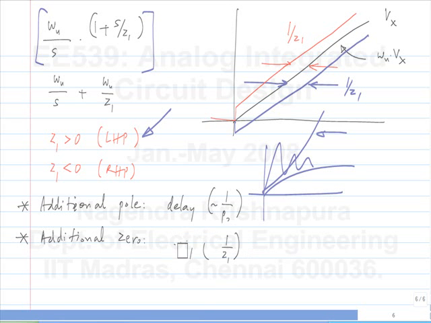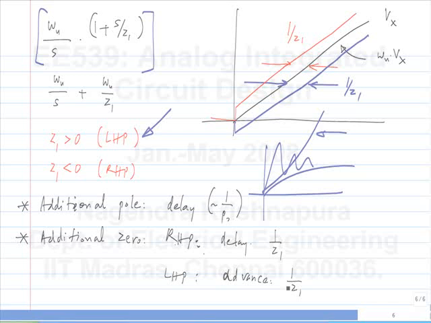Maybe to avoid confusion, I'll write it separately. That's probably best. So if it's a right half plane 0 of magnitude Z1, it's a delay. And if it's a left half plane 0 of magnitude Z1, it's an advance of 1 by Z1. So you can compensate the effect of poles by using a left half plane 0.